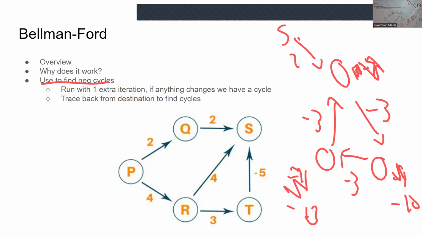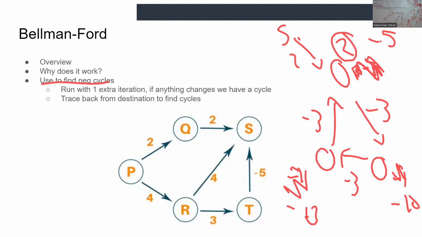Because if we go back to our original scenario, where this was 2, and we run this 1, 2, 3 times, we then have the shortest path values for each node. If we run it again, the nth time, so if we run Bellman-Ford n times, this would update to something like -5. So on the nth iteration of Bellman-Ford, values will only update if there's a negative cycle. And that's how we can check if there is a negative cycle.